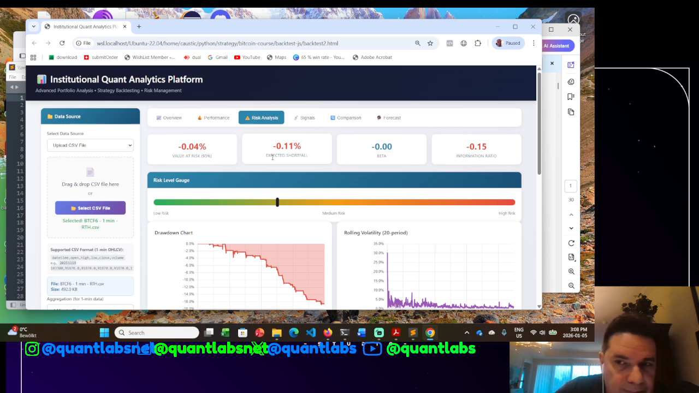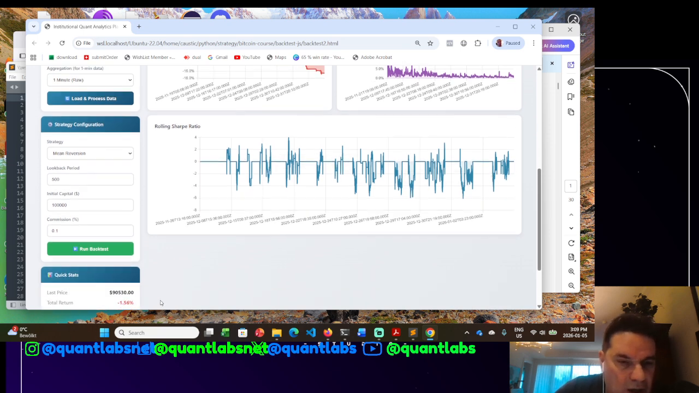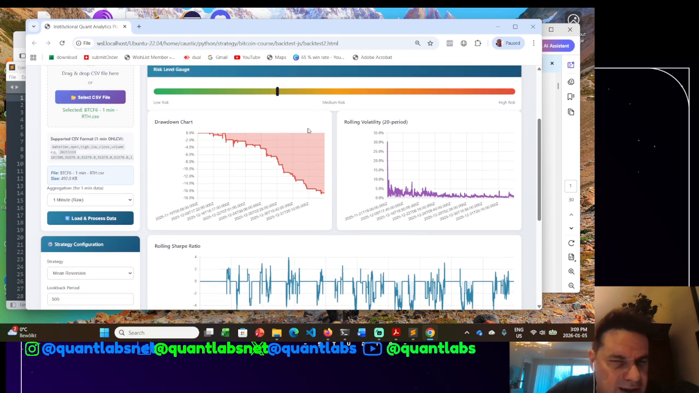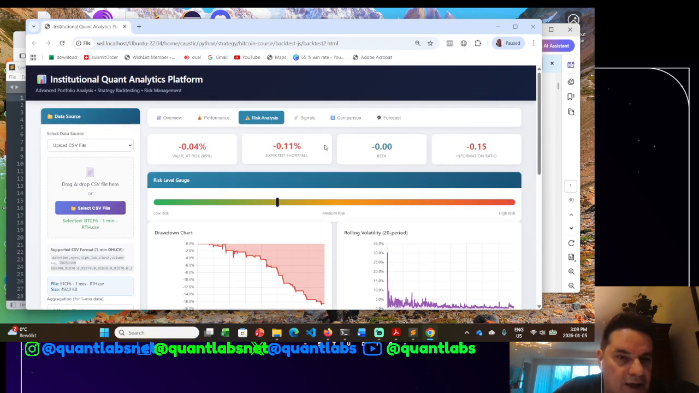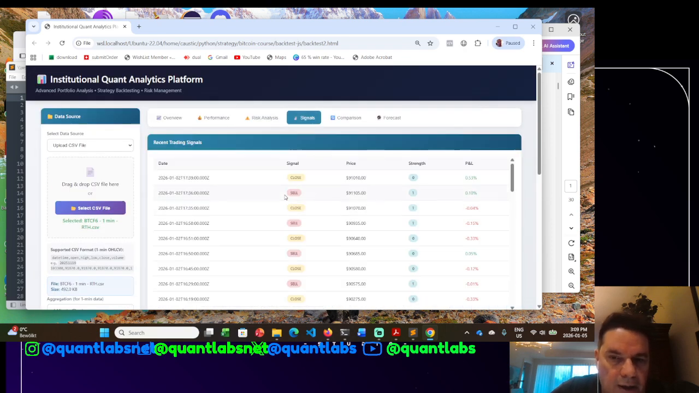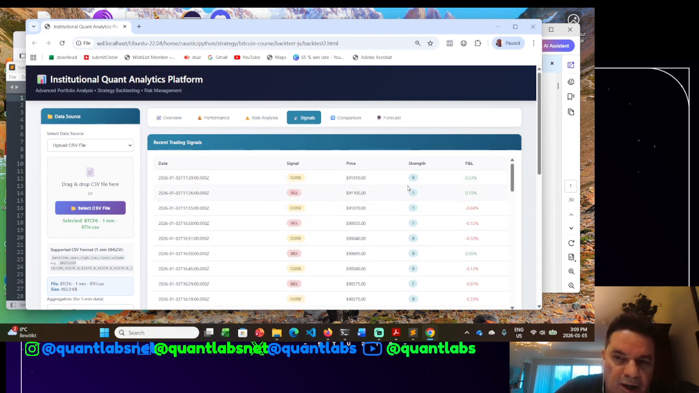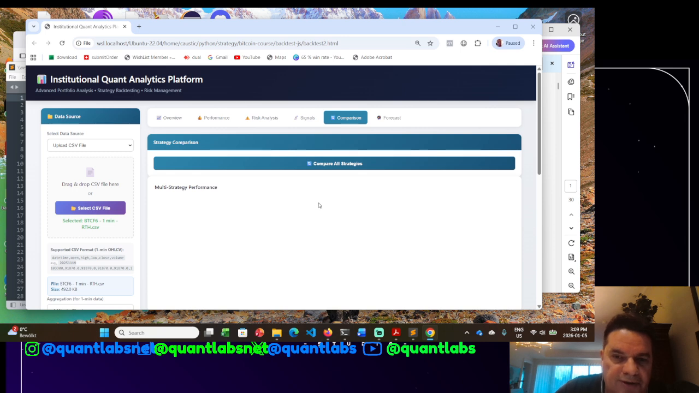Kind of better, slightly better, still negative. But again, you see more positive signals there as well. So that's not so bad. We're still losing, but not as much as before using mean reversion. Those are the better conditions. So again, we can check out our signaling here. Again, real world data. And here's the current price, the strength of the signal, the P&L. It's really powerful here. You can do comparison.